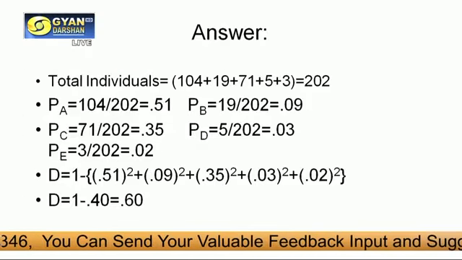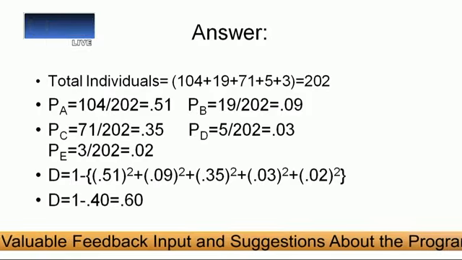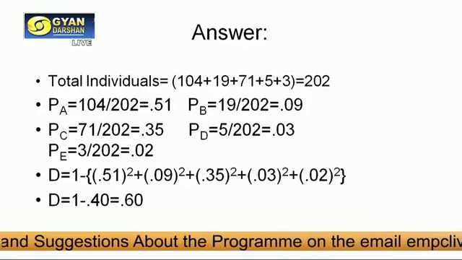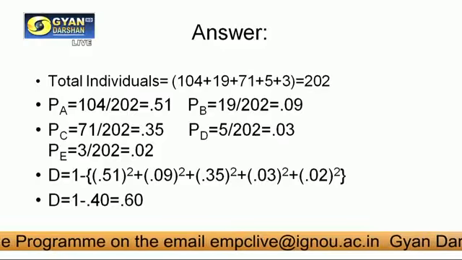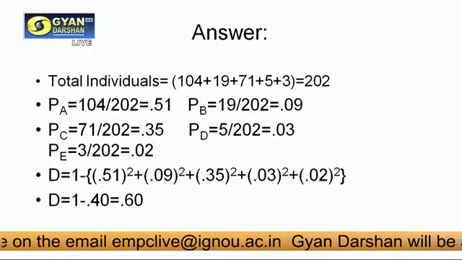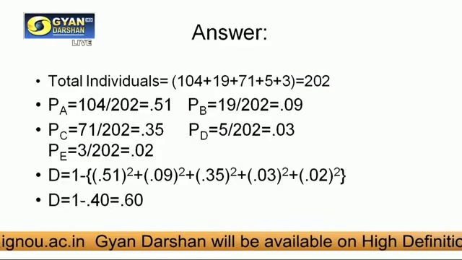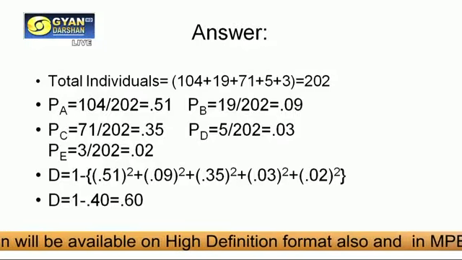So basically we are calculating the P squared. But how will you get this P value? Individual number divided by total, 104 divided by 202. Then for small p, 19 divided by 202. So you get these values, and then you put it square, whole square.